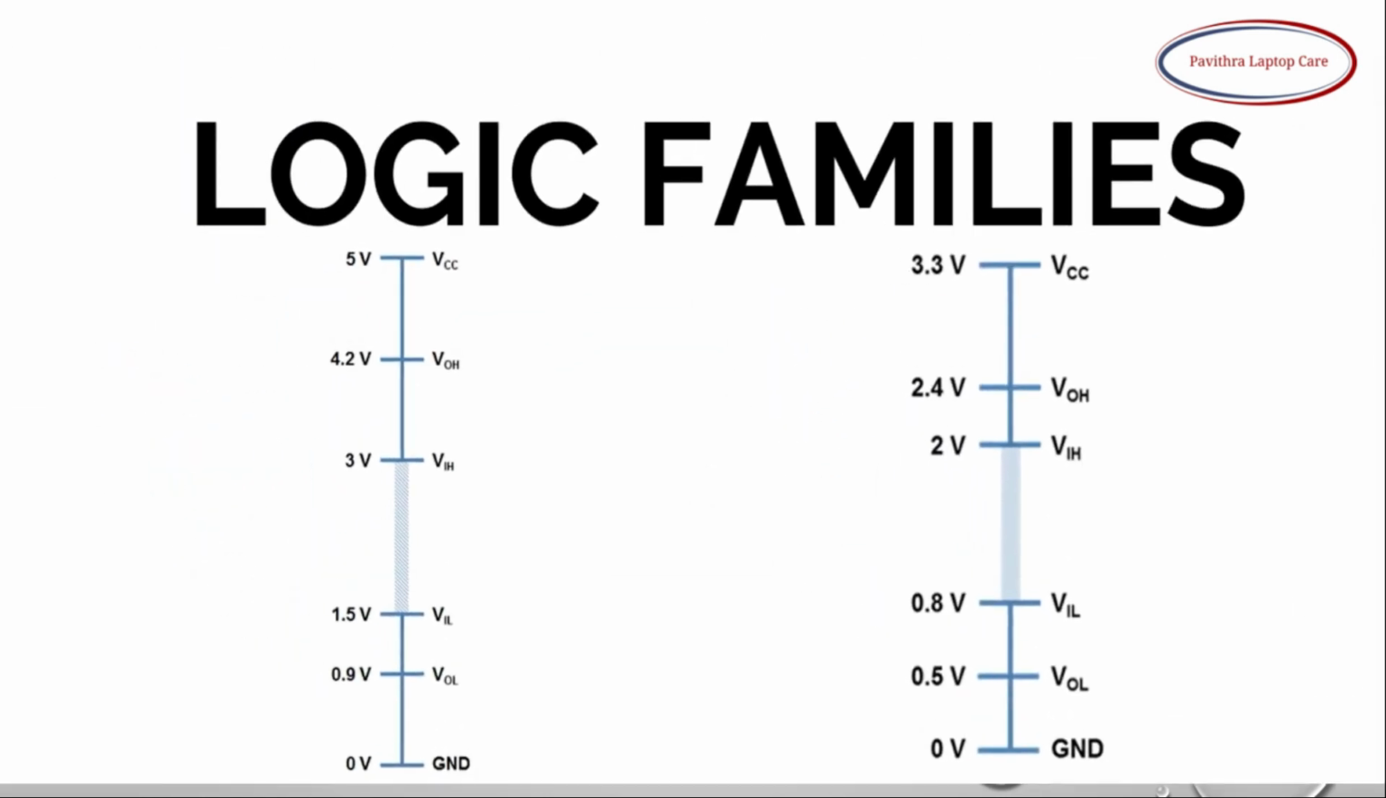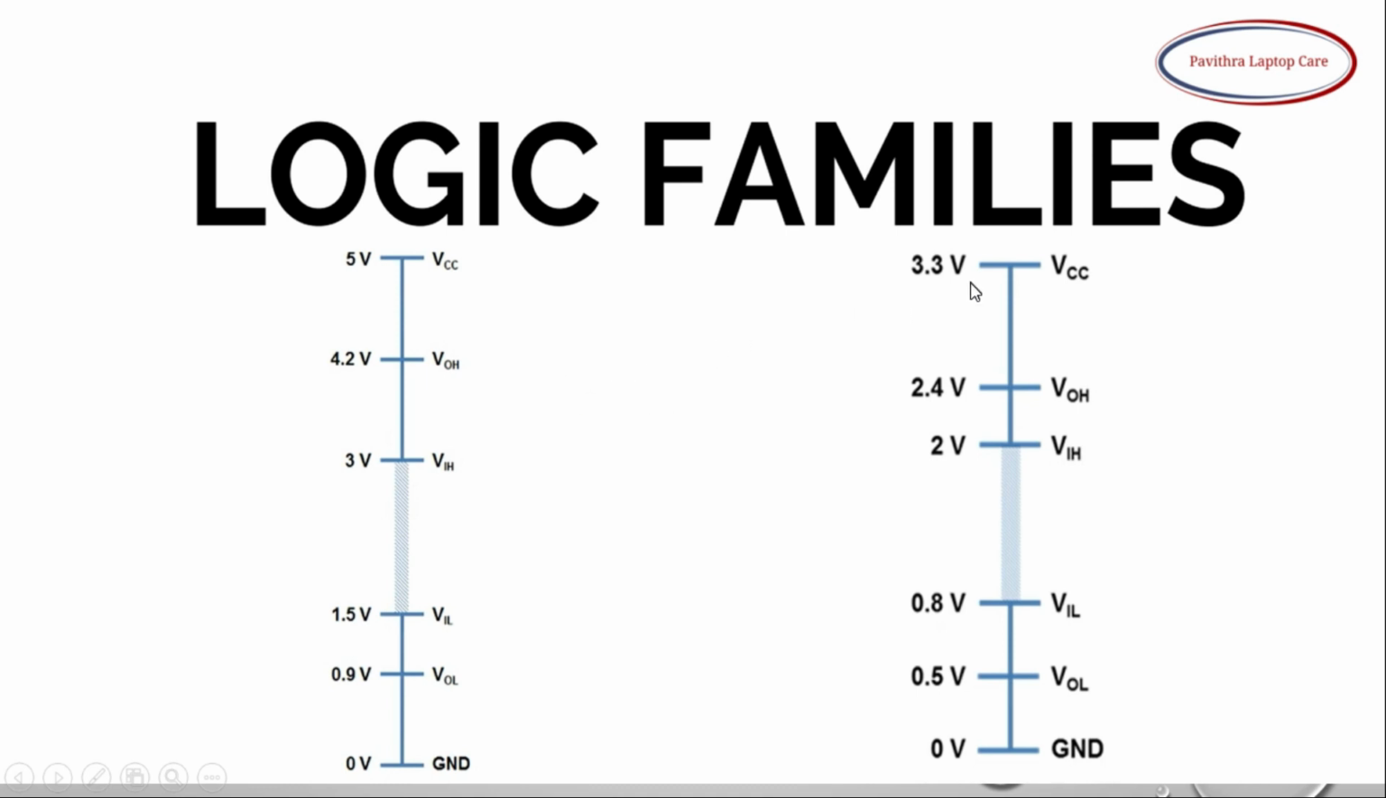Here there are two examples we have taken. One is the 5 volts logic family and the second one is the 3.3 volts logic family. In 5 volts, 0 to 1.5 volts is considered as low, logic level low. 1.6 to 2.9 volts will be considered as floating, with no result at all. And 3 volts to 5 volts will be considered as high, logic high, which means 1.